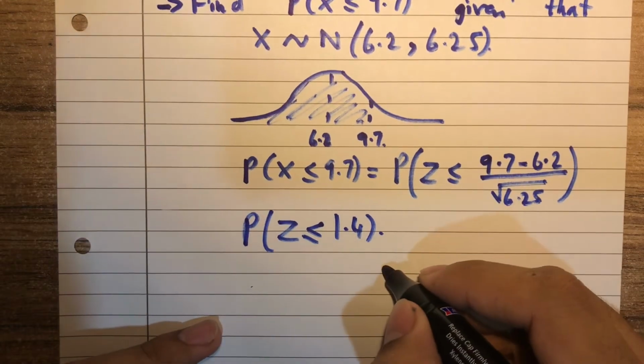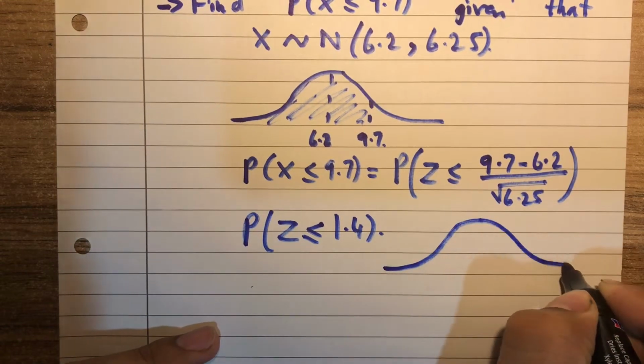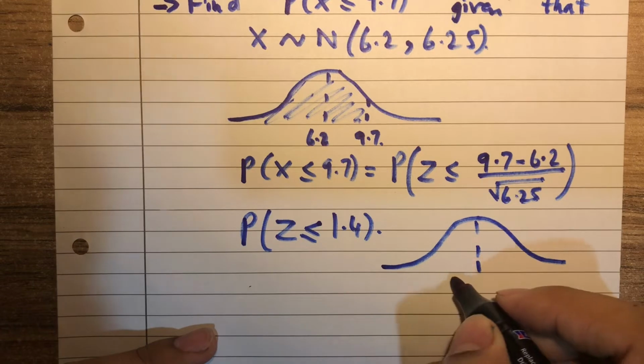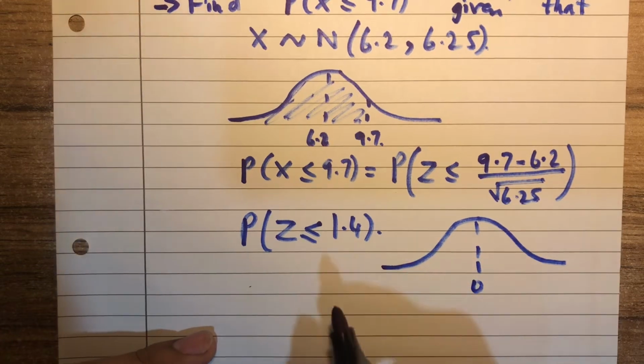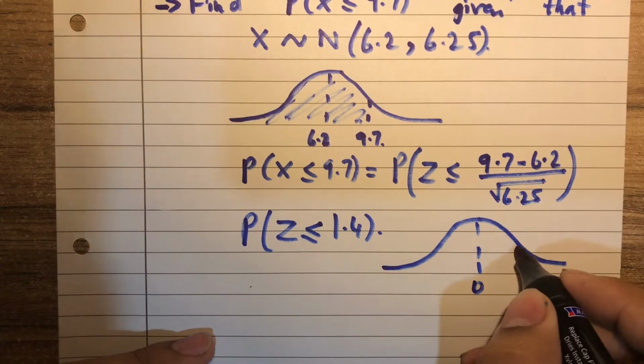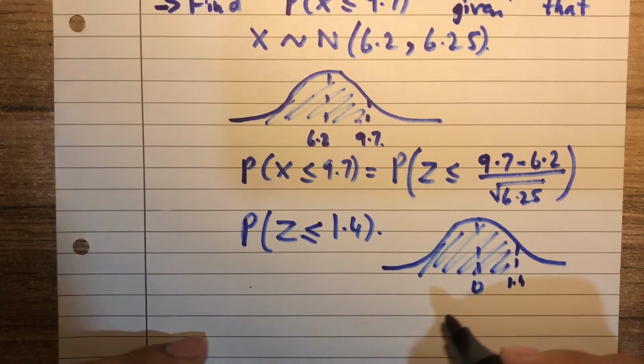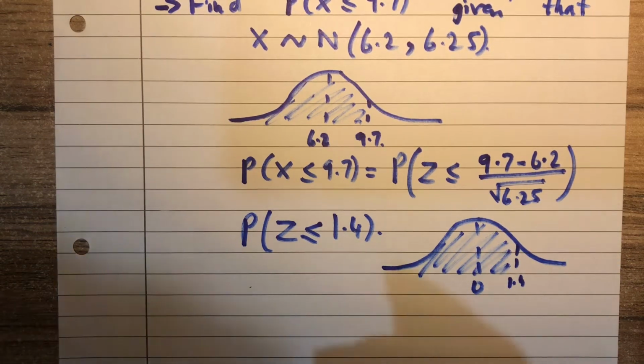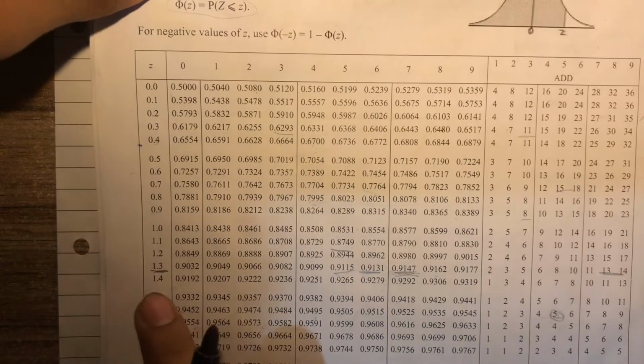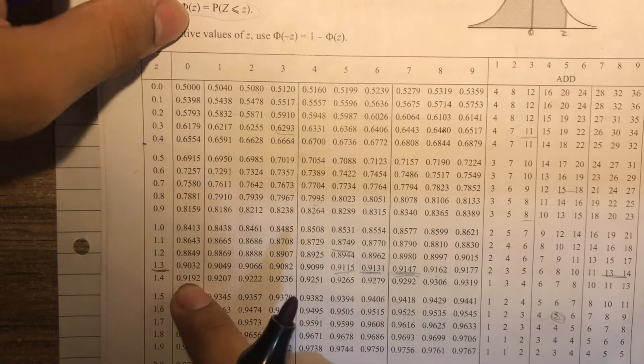So now if I draw another normal distribution curve, now the mean is 0 because we've converted it to a standard normal distribution. This might be 1.4. We have to find the probability of this region, right? So again, going back to the table, so 1.40, so 0.9192.